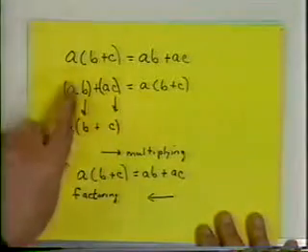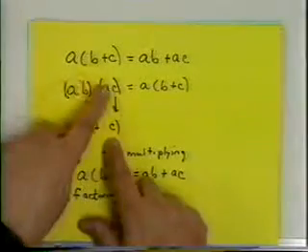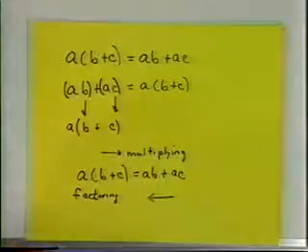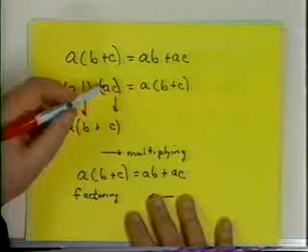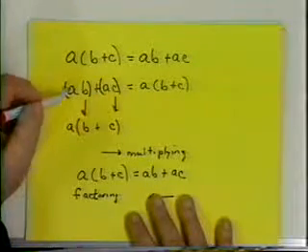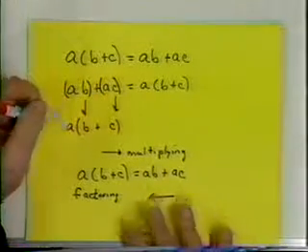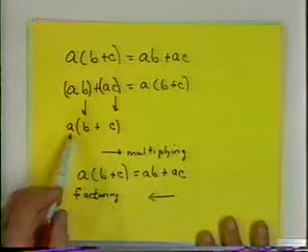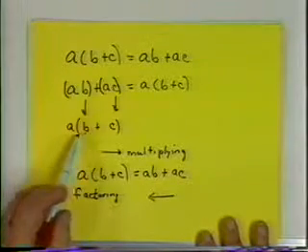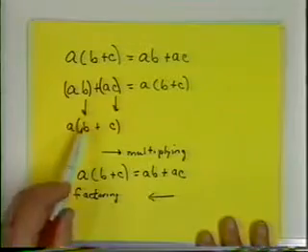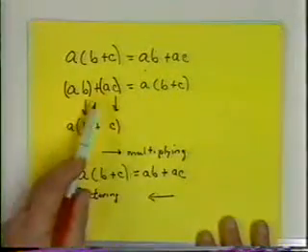In other words, leaving out the A here would leave a B. Leaving out the A here would leave a C. So in other words, it's as if we just took an A out of each set of parentheses and brought it outside the parentheses once. By the way, to check this, all you have to do is what? Use the distributive property. This is what? A times B plus A times C, which is exactly what you're supposed to get.